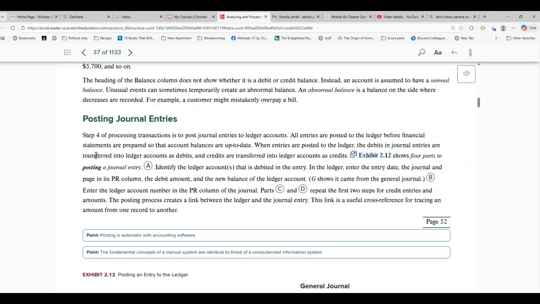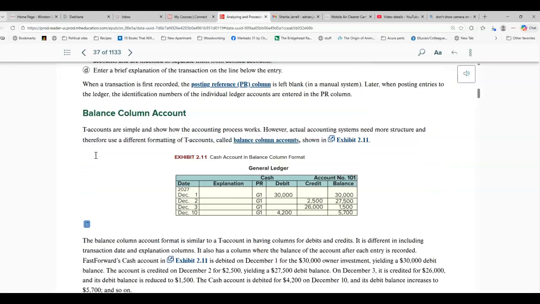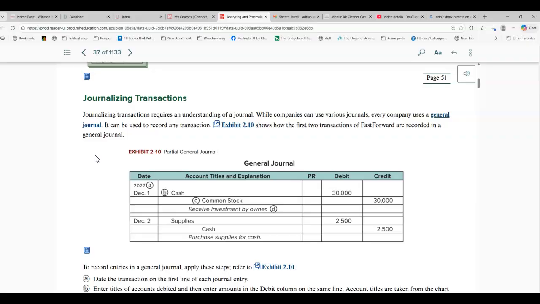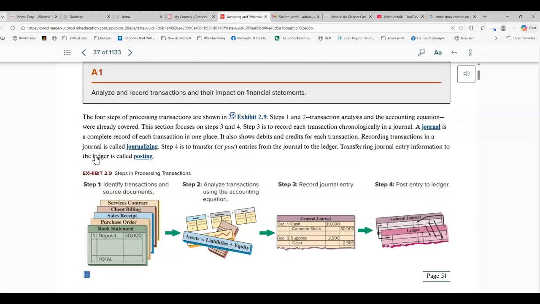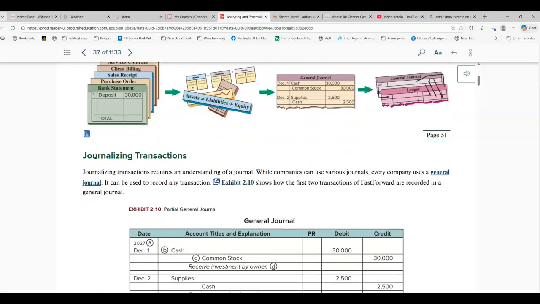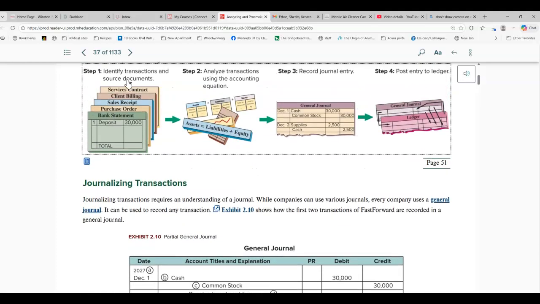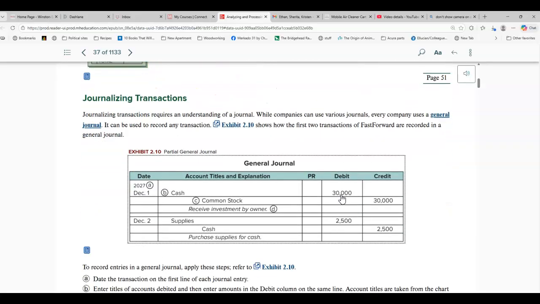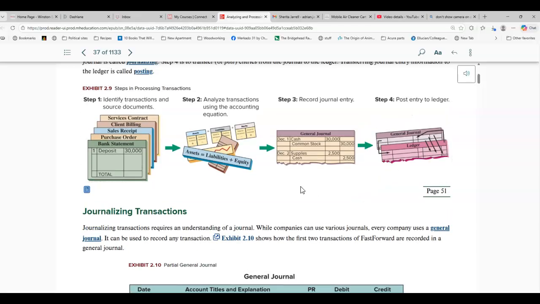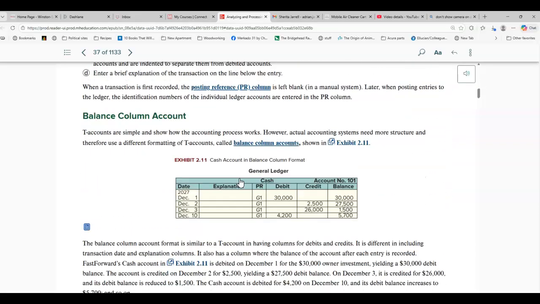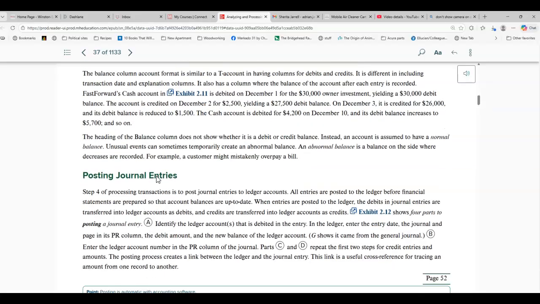So here we go. Let's go back to the first steps we had up here. Let's make sure we understand. Step 1 is to identify the transaction. Step 2 is to analyze the transaction. Step 3 is to record the journal entry. Step 4 is to post to the ledger. And I've got videos of all these things on YouTube, linked in Canvas.